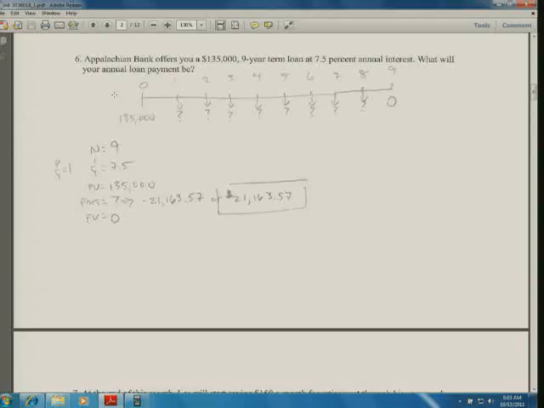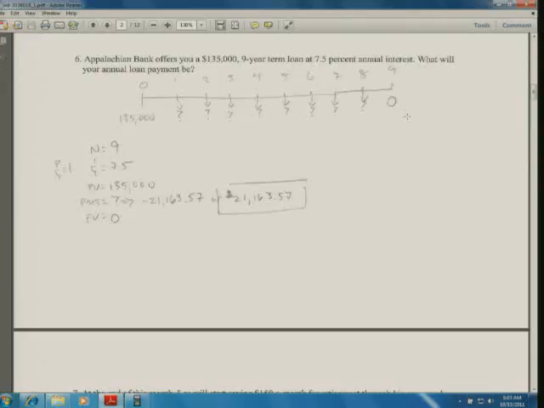All right, so what's going on here is that Appalachian Bank is going to give us $135,000 today for whatever. It could be maybe a really nice car or a house or whatever. And we're going to make annual payments to them. Right? So every year we're going to pay a little bit of this loan off, and each payment is going to cover some portion of interest and some portion of principal until at the end of 9 years the value of that loan goes down to 0.